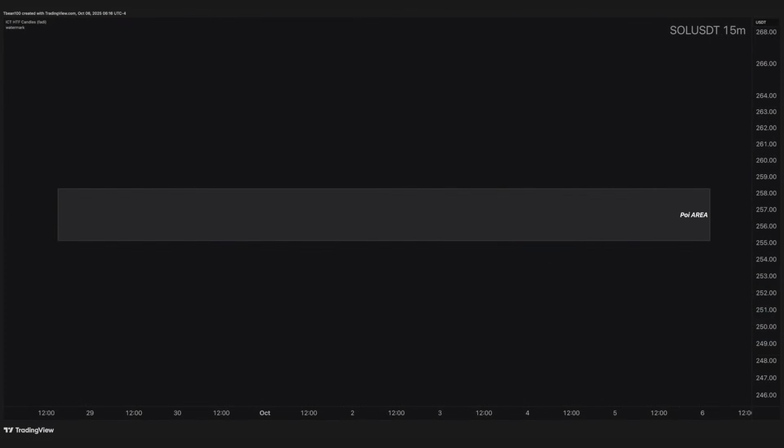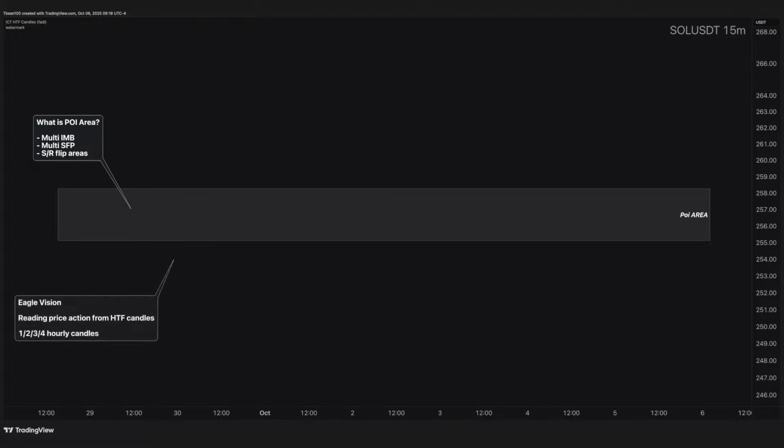Let's talk about how to read the markets using only hourly candles and how to understand the price action from those high time frame candles in a deeper way. You already know how to spot POI areas, points of interest, by looking at multiple imbalances, swing failure patterns, or some support resistance flip zones. This is the easy part. Now what we need is that eagle vision, the ability to read the price action clearly just from higher time frame candles.